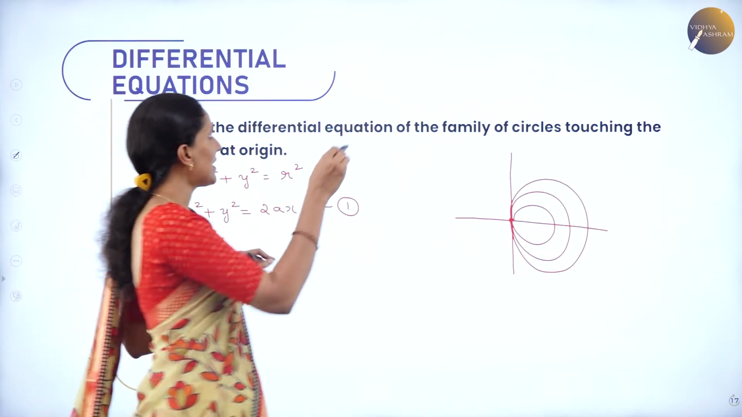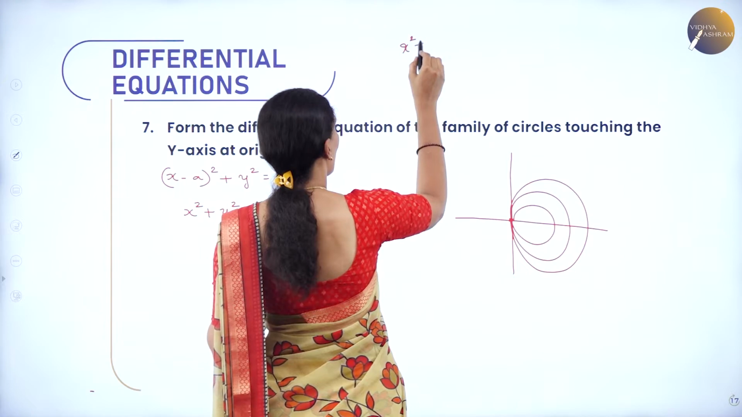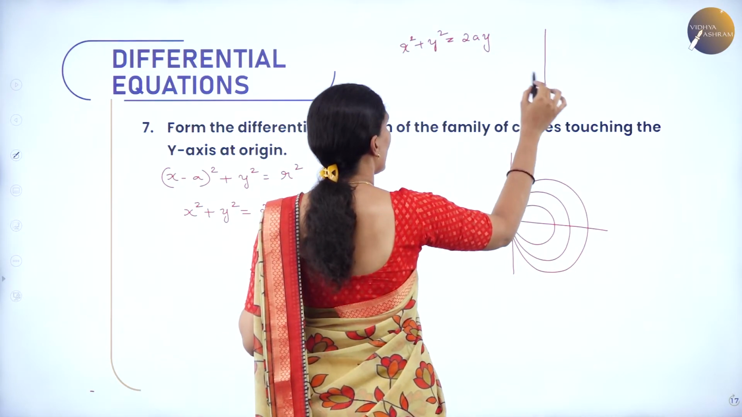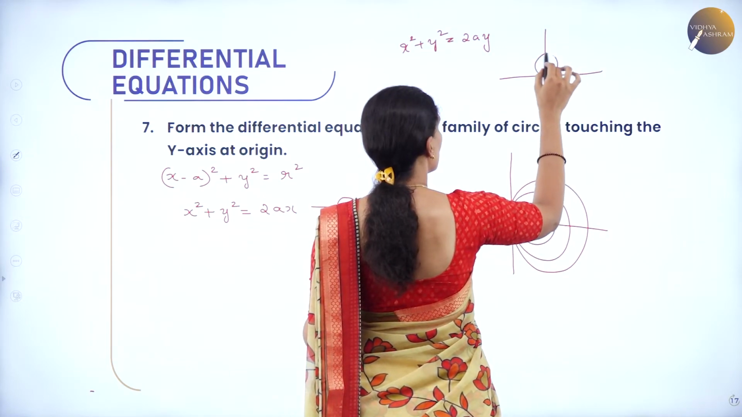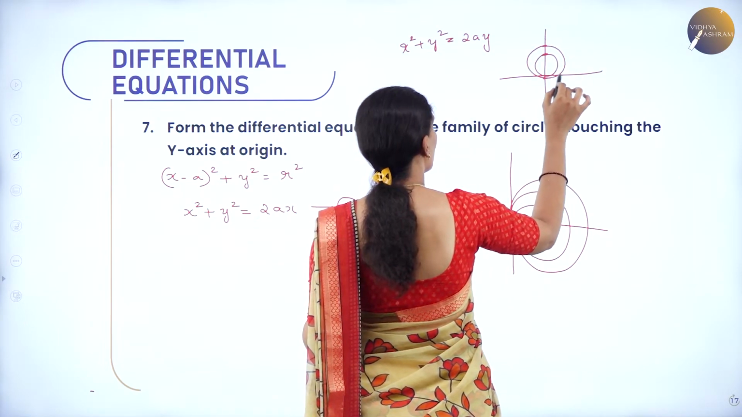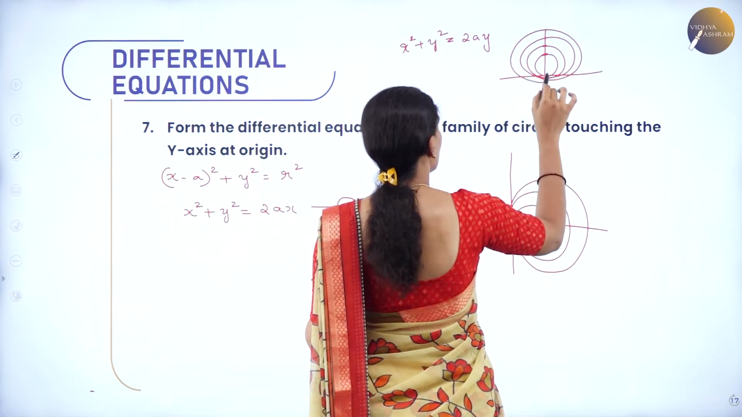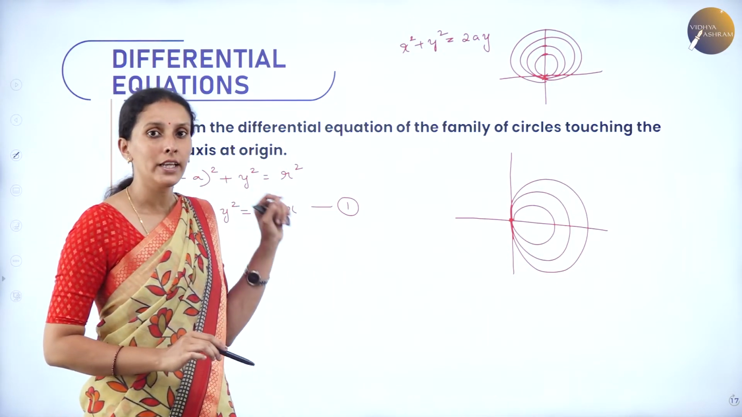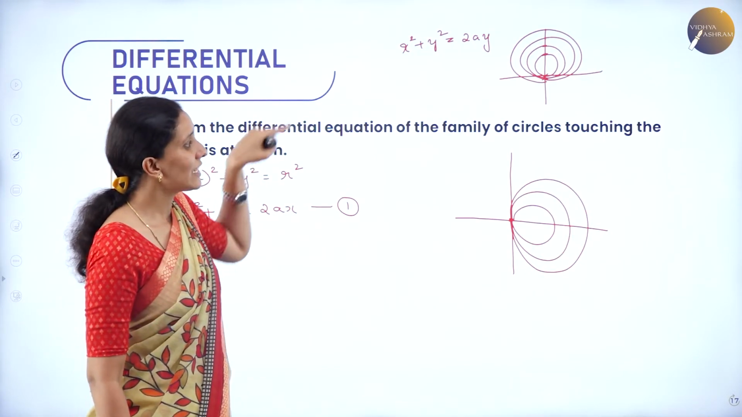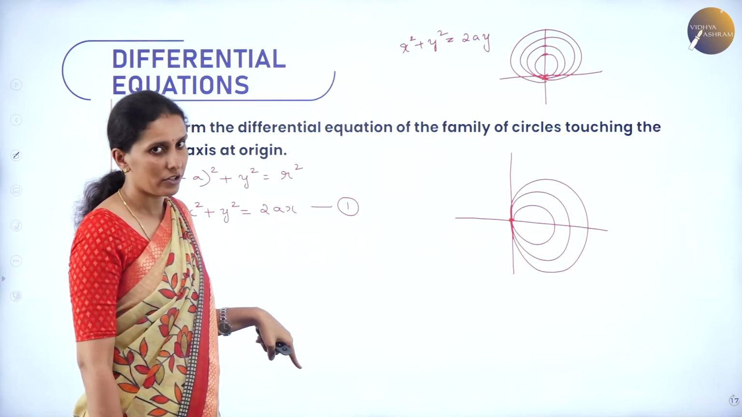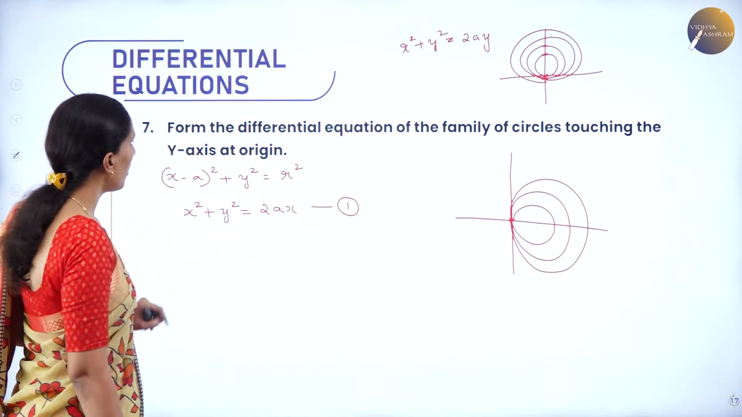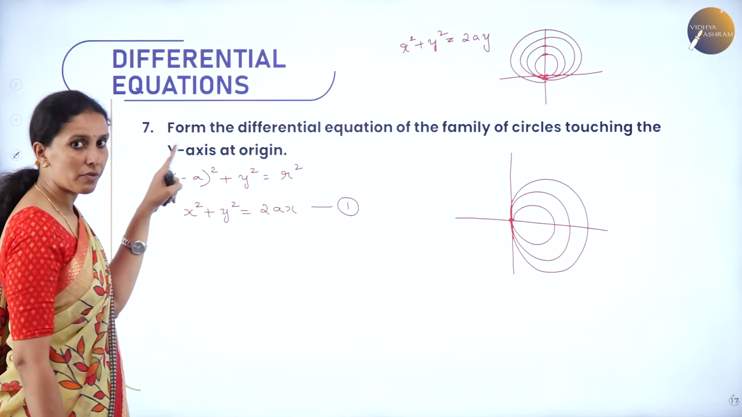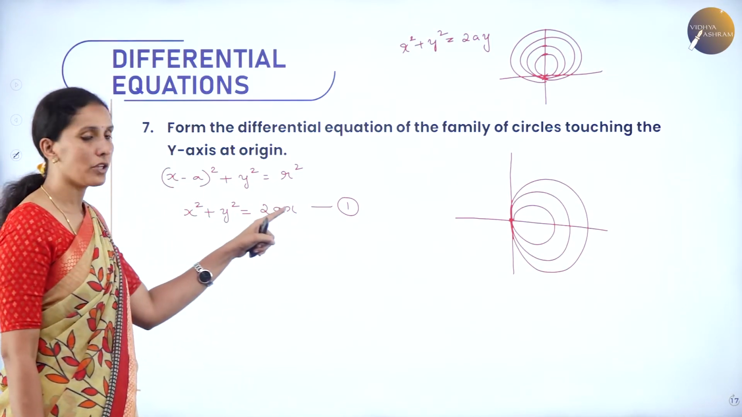Similarly, we can write the standard equation of a circle x square plus y square is equal to 2ay, touching the x-axis at origin. So these circles we can take, the circles of this form. These circles touch the origin along the x-axis. Now using this standard equation, we can form a differential equation. Now the question is to form the differential equation of the family of circles which touch the y-axis at origin. So the general equation is here.